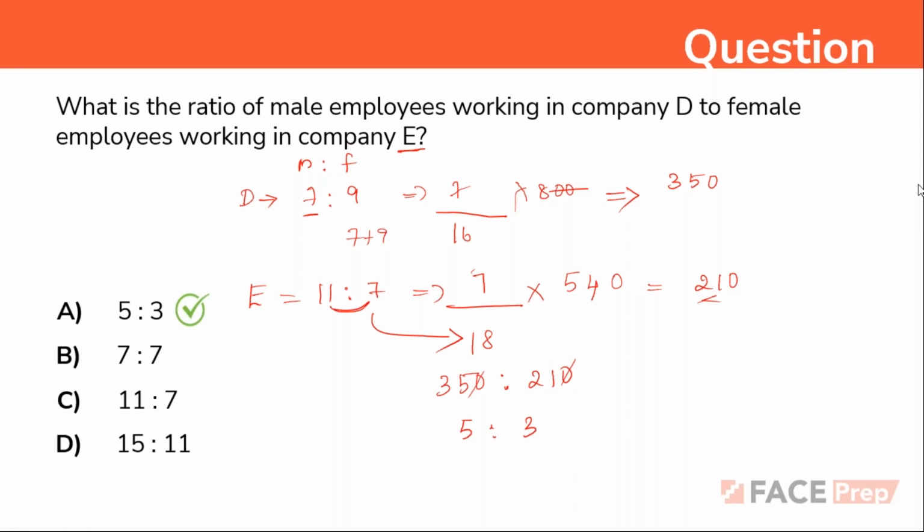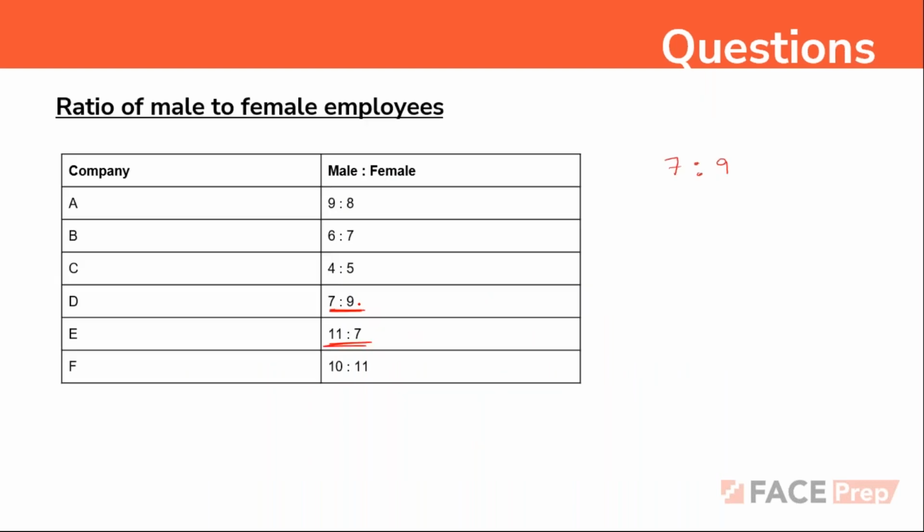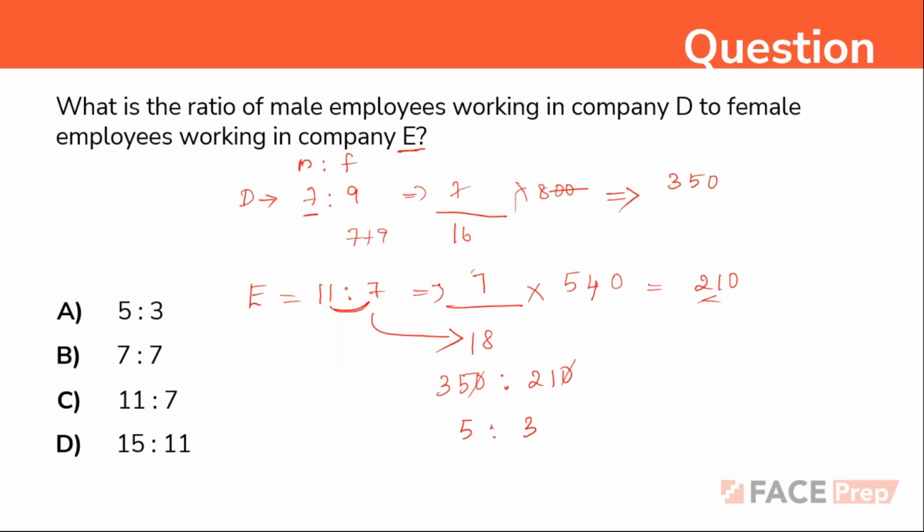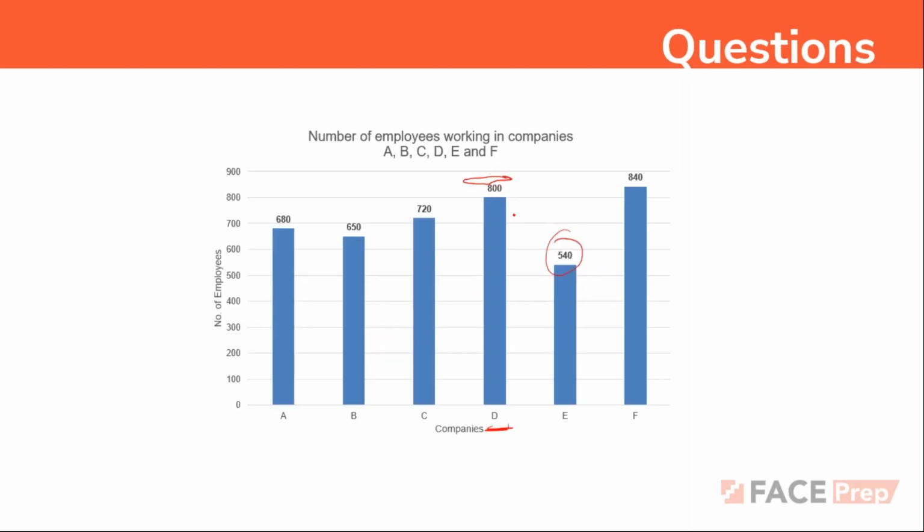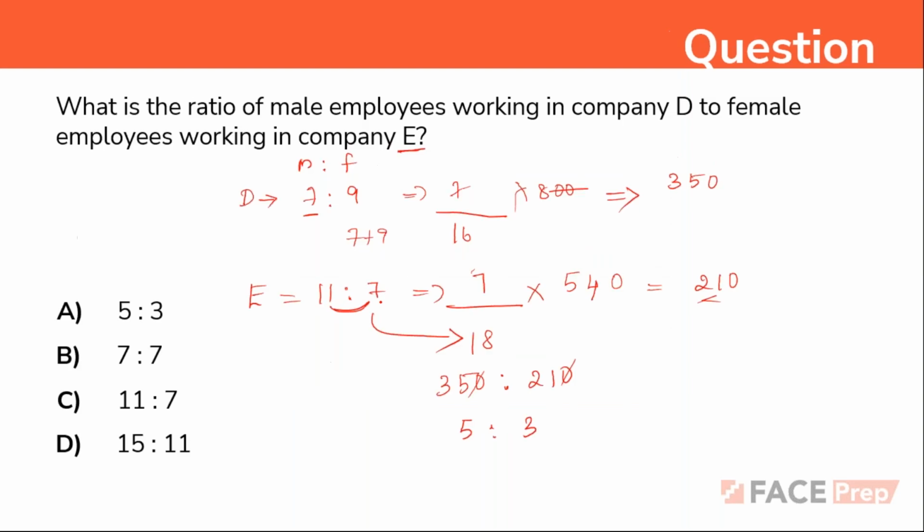See, the male employees working in company D. Okay. So D, they have given the ratio as 7:9. Now 7 represents the male ratio and 9 represents the female ratio. I need to find the total number of male. So male is 7 out of 7 plus 9, that is 7 divided by 16. And the total number of persons in D is 800. So 7 divided by 16 into 800 will give you the number of male.